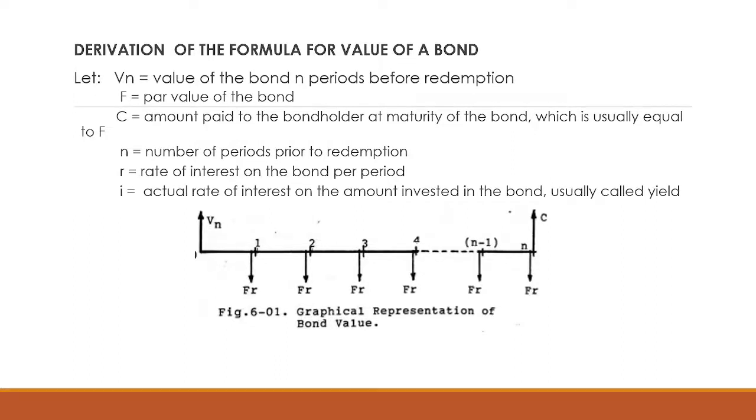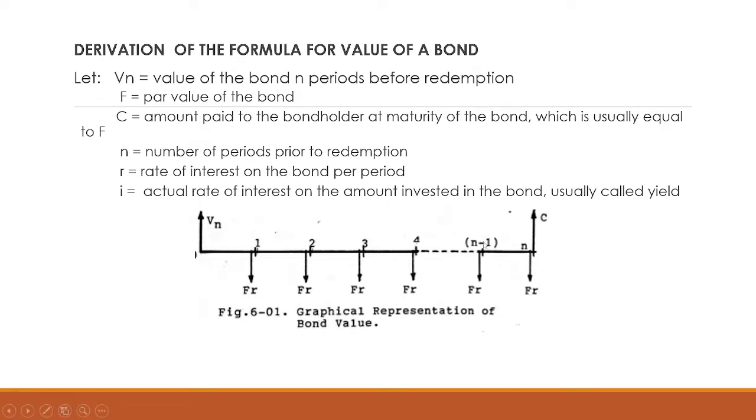Derivation of the formula for value of a bond. Let Vn equal the value of the bond n periods before redemption. F equals the par value of the bond. C equals the amount paid to the bondholder at maturity of the bond, which is usually equal to F. N equals the number of periods prior to redemption. R equals the rate of interest on the bond per period. I equals the actual rate of interest on the amount invested in the bond, usually called yield.